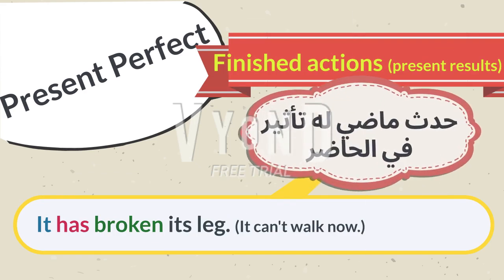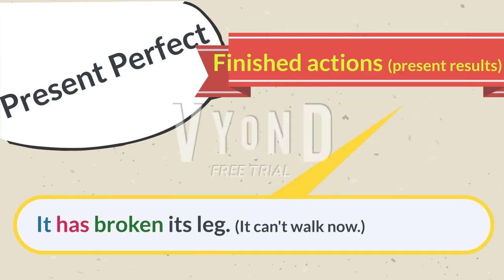Present perfect is also used to talk about finished actions in the past, but those actions have results now. Let us look at this example. It has broken its leg. This action happened in the past, maybe yesterday, maybe last week, even last month. We do not know. But the result now is that the cat, or that animal, cannot walk now.